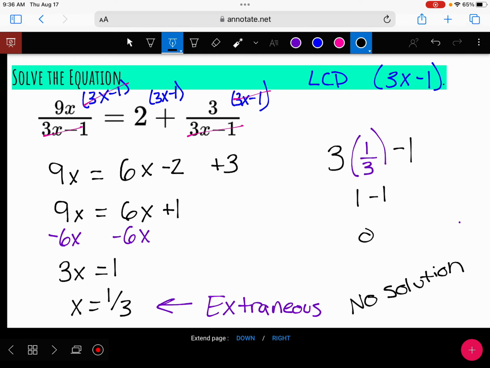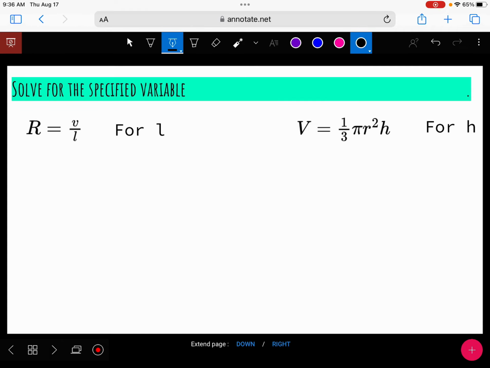The last bit of 2.1 is we play with letters. These are called literal equations because literally they're made of letters, like literature is made of letters. Literal equations are made of letters. Literally. Sorry, once I start, I can't stop doing the voice. All right.